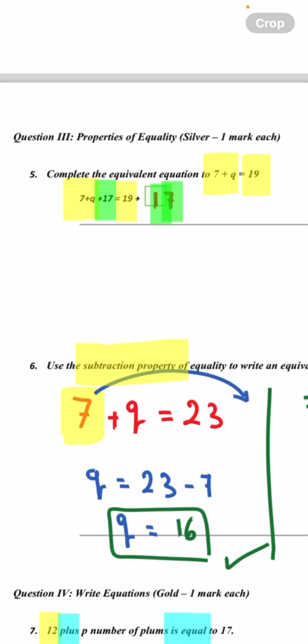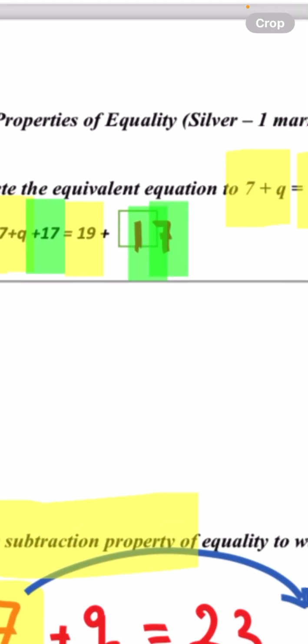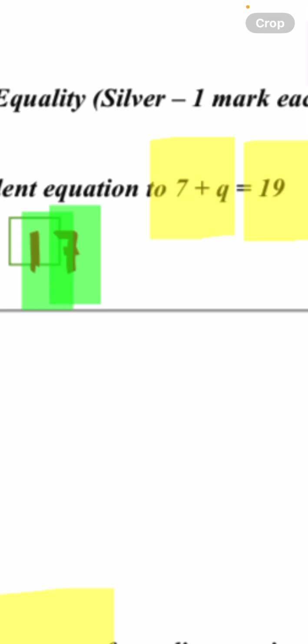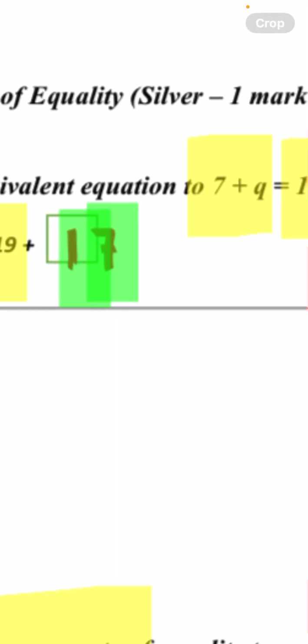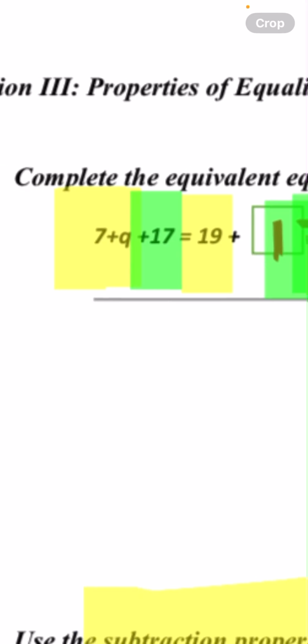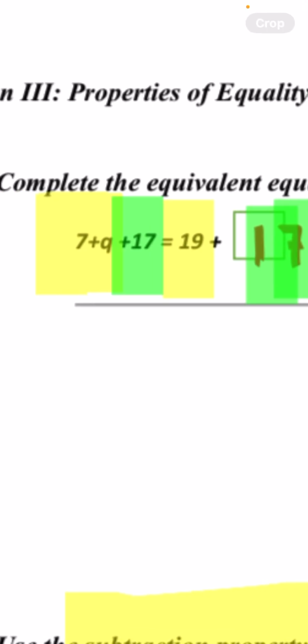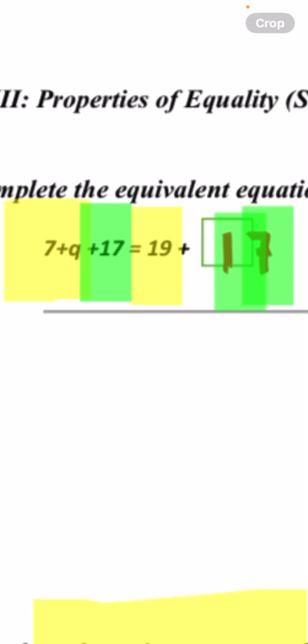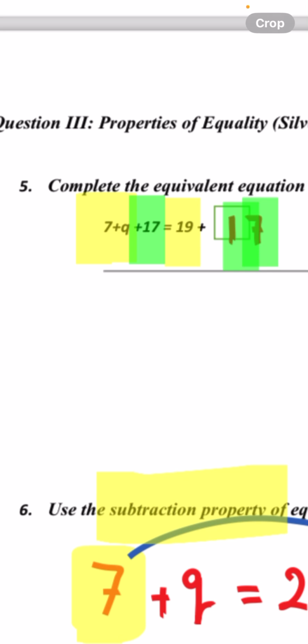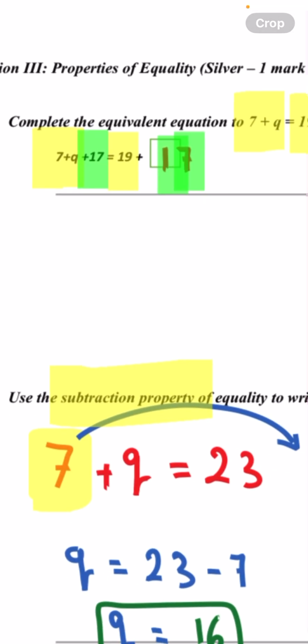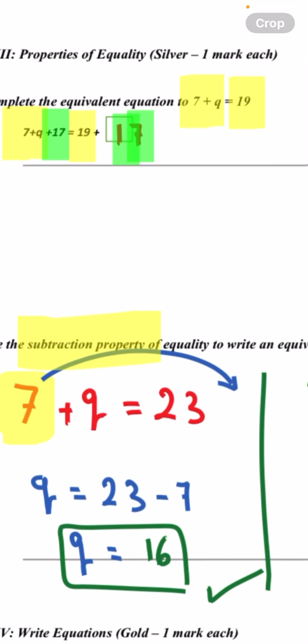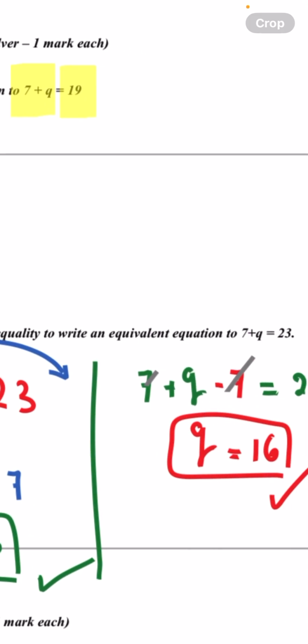And the next question, question number 5: complete the equivalent equations. 7 plus q equals 19. Here he put 7 plus q plus 17 equals 19 plus a blank space. So on the first side of the equation he has added 17, and on the second side we need to add 17, because of the addition property of equality: we can add the same number to both sides of the equation.